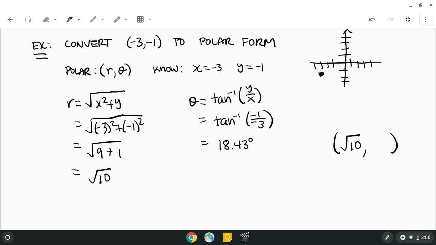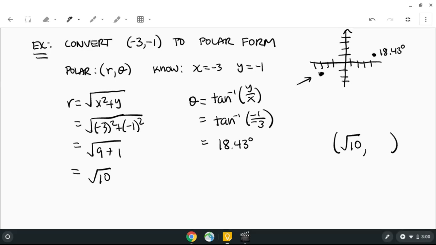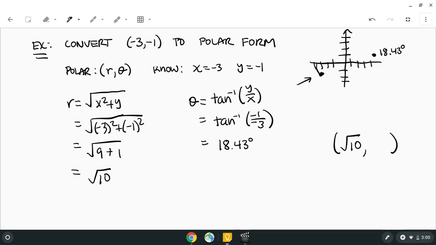So this is what I'm talking about. 18.43 degrees is in quadrant 1. That's not very far from 0 degrees. So 18.43 is around here somewhere. That's not the angle that we want. We want the one that lands here. So what you have actually is this angle, 18.43 degrees.